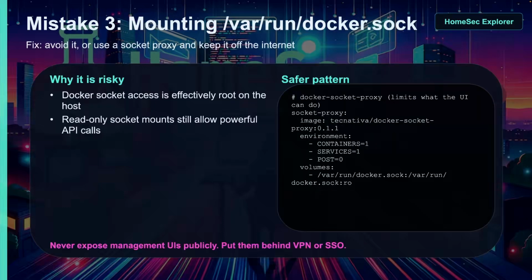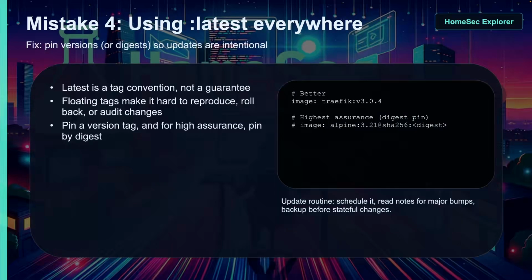Mistake 3. Mounting /var/run/docker.sock into a random container. This one is huge. Anyone who can access that socket can control Docker. And very often that means controlling the host. So if a container gets popped and it has the Docker socket, that can quickly become own the box. So if you have a container that needs access to the Docker socket, instead of mounting it directly, use a Docker socket proxy, and only allow read-only endpoints. The Docker socket is basically root. Treat it like root.